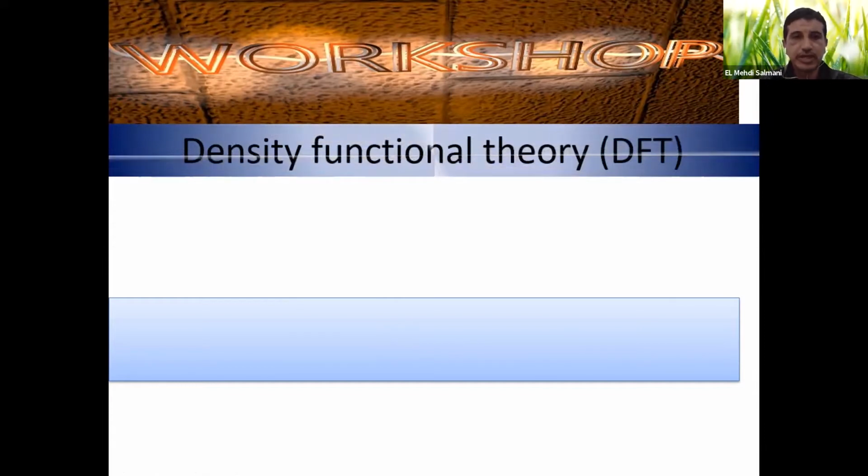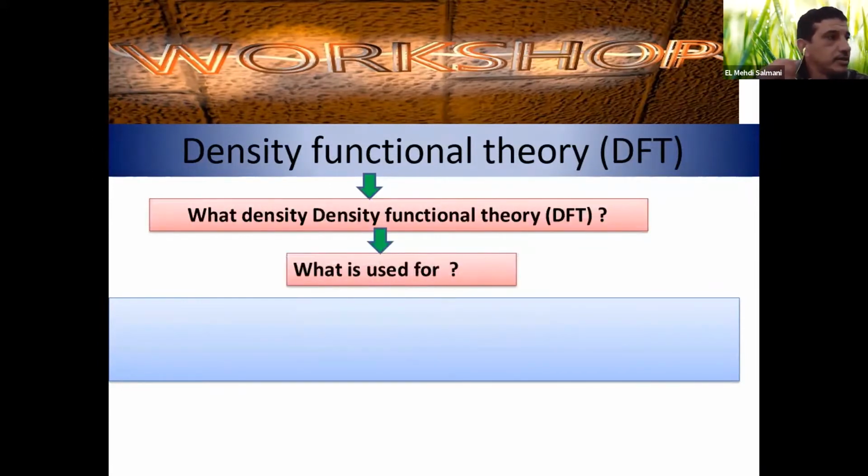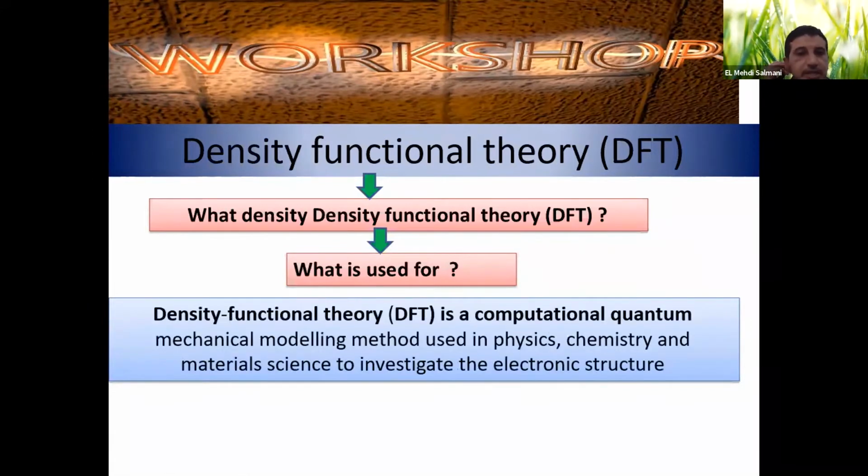So, this morning, we are going to talk about density functional theory. What is density functional theory and what is it used for? Density functional theory is a computational quantum mechanical method used in physics, chemistry, material science, nanomaterials, biology, geophysics, to investigate the electronic structure.